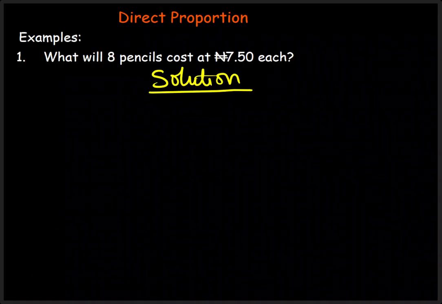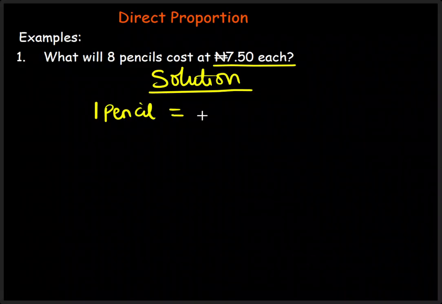So let's see, what will 8 pencils cost at 7 naira 50 kobo each? We must be able to establish a relationship. Our relationship will come from this part of the question, at 7 naira 50 kobo each. So what that tells us is that one pencil is equal to 7 naira 50 kobo.